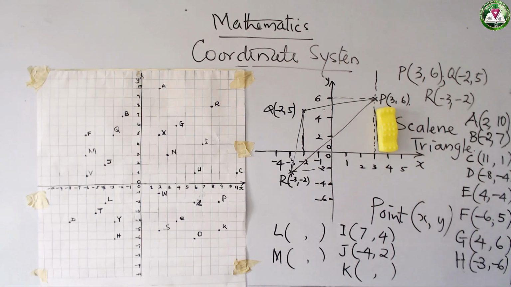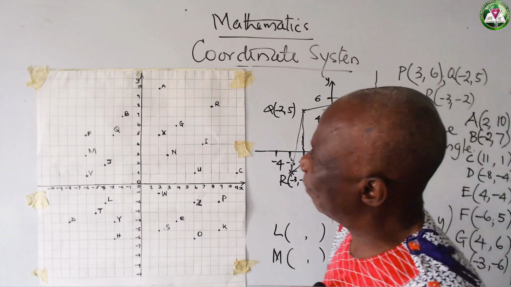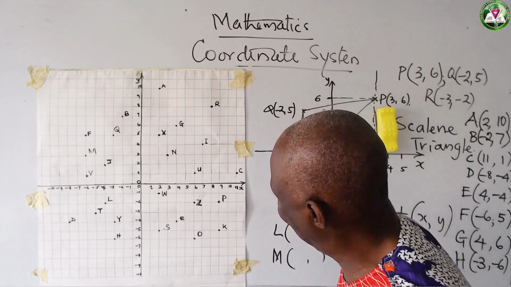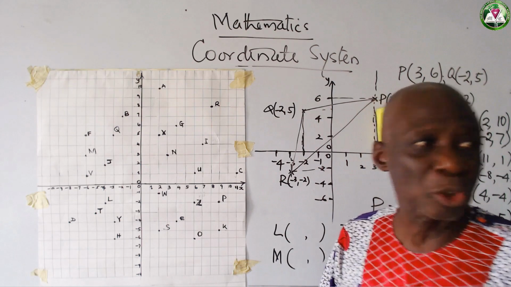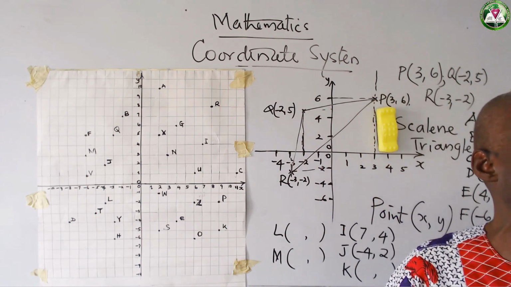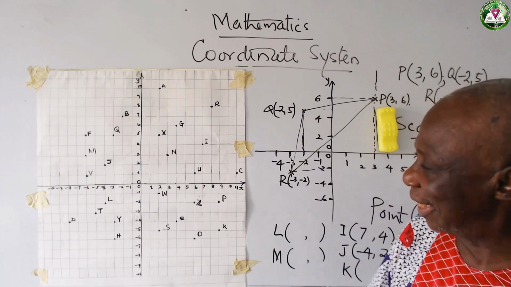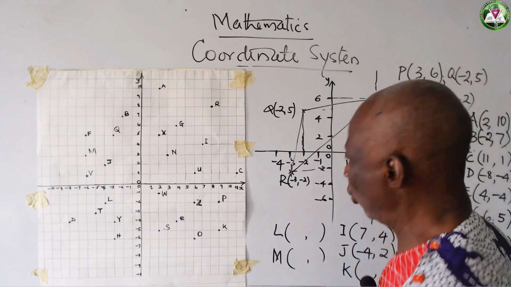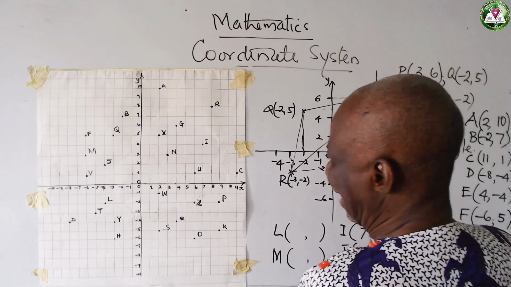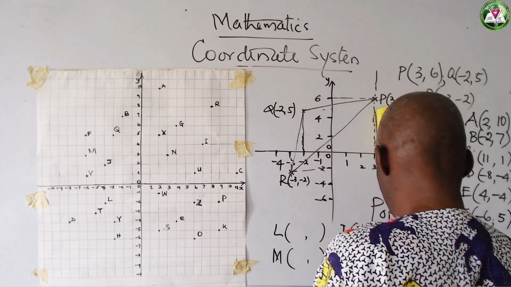All right, K. Look for K. In which quadrant do we find K? We are looking for K on the board. It appears there is no K on the board. There is K. Okay. Samson, where is K? 4th quadrant. Thank you very much. So quickly, we write that as 9, minus 5.